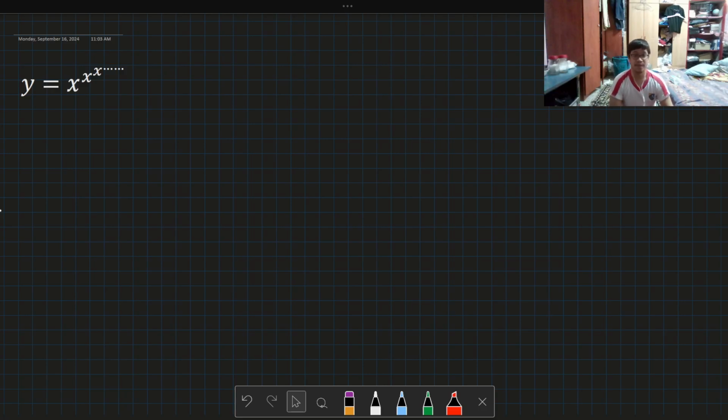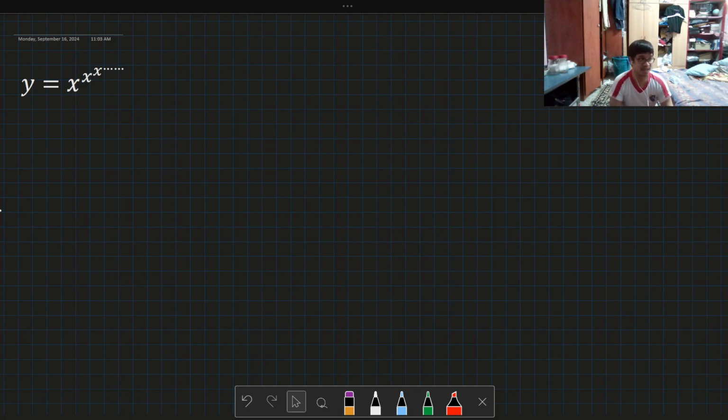How would you get the derivative of x raised to x raised to x, and so on? So yeah, for you it's impossible, right? Like x raised to x raised to x raised to x, and so on and so forth. How are you going to get the derivative of that? It seems impossible. It's not that it's impossible, it's actually possible.